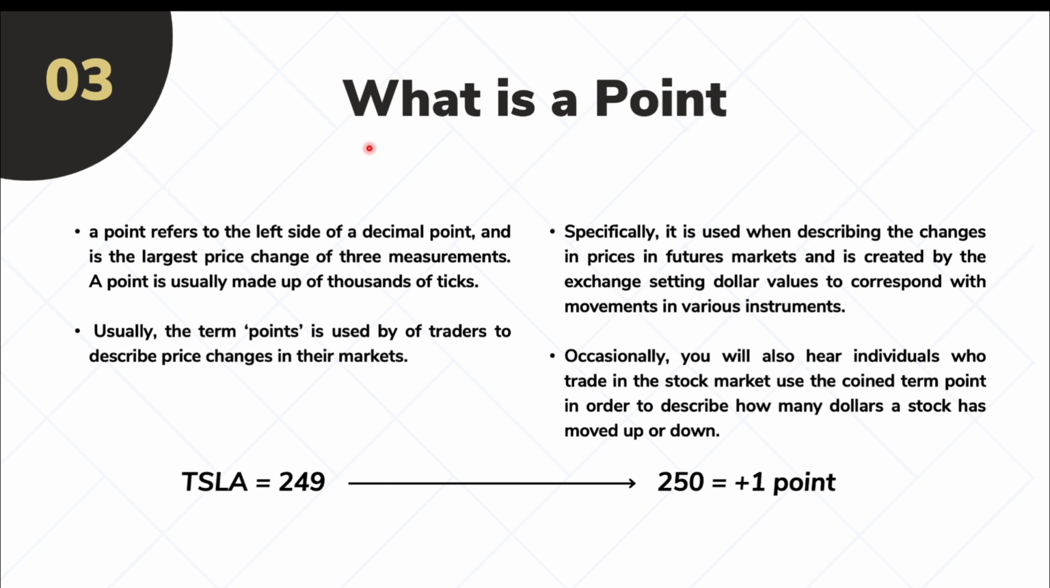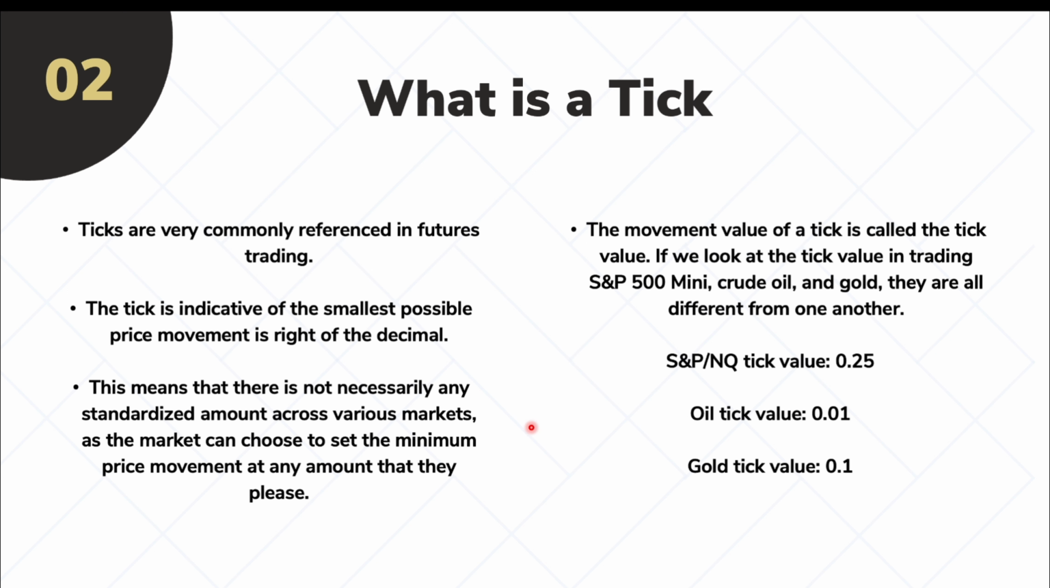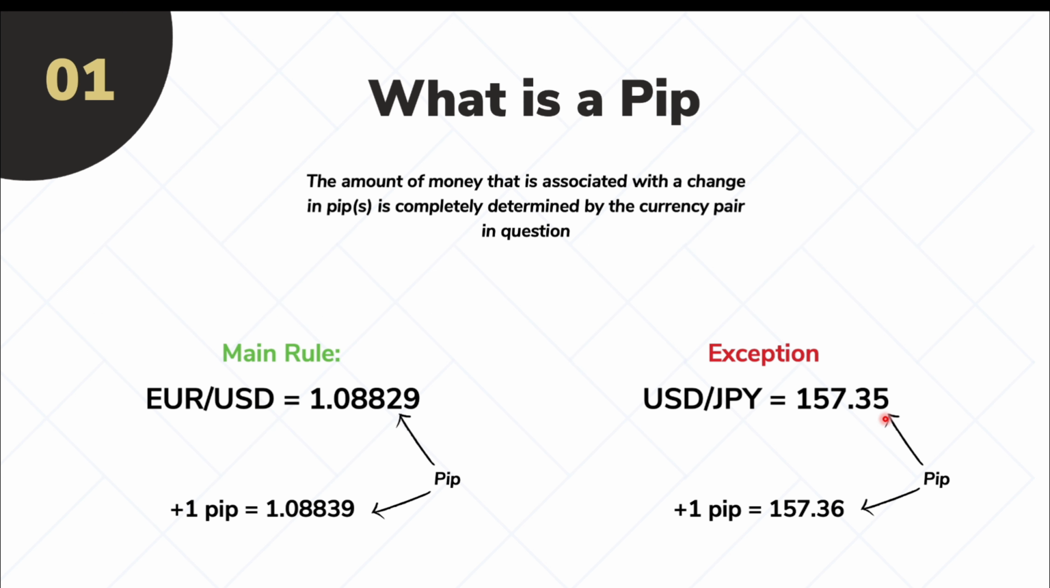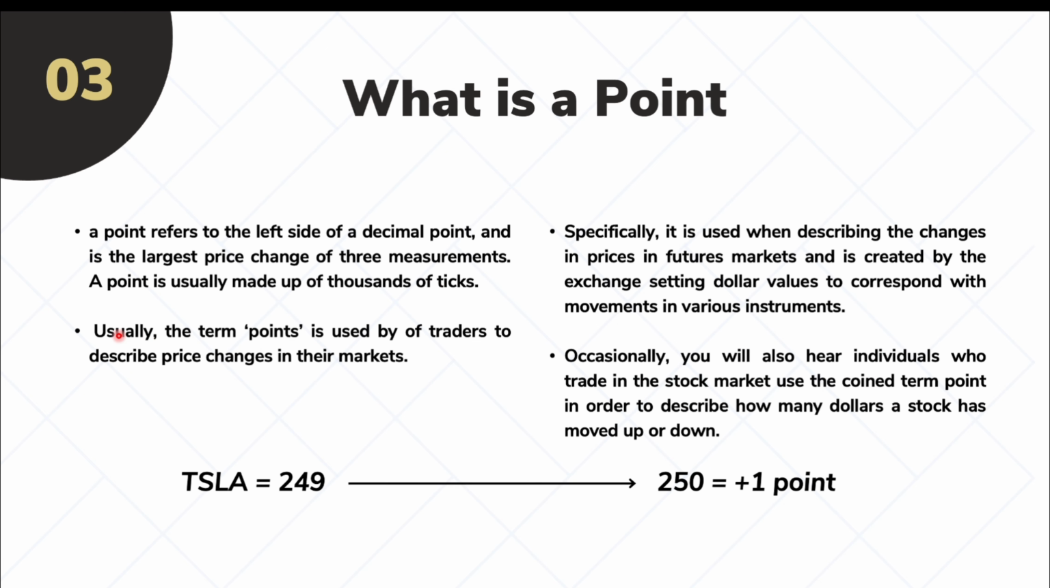Now we're going to talk about what a point is. And a point is used in multiple ways. First of all, it refers to the left side of a decimal point and is the largest price change of the 3 measurements. So when we talked with ticks and pips about the right side, with points you talk about the left side. A point is usually made out of 1,000 of ticks. Usually the term point is used by traders to describe price change in their markets. Specifically, it is used when describing the changes in price in futures markets and is created by the exchange setting dollar values to correspond with the movements in various instruments. Lots of textbook, guys, you don't need to remember this.